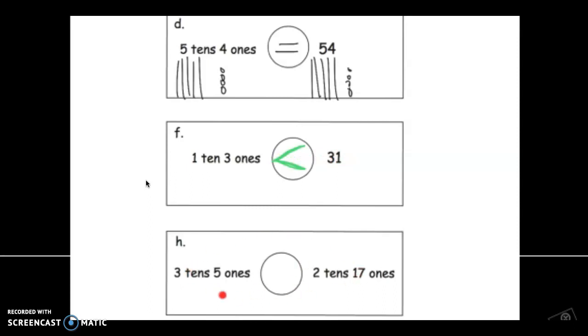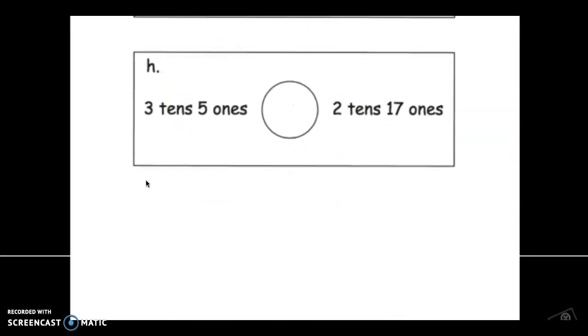Now here's kind of a tricky one. This is really interesting. Now what makes this tricky? Well, you see that we have 17 ones. So let's model this. I'm going to use my quick tens, and I'm going to model this as 3 tens and 5 ones. Now let's model 2 tens and 17 ones. So 2 tens, there's our 2 tens. Now what does 17 ones look like? Well, it's going to be 1, 2, 3, 4, 5, 6, 7, 8, 9, 10. And then 1, 2, 3, 4, 5, 6, 7.